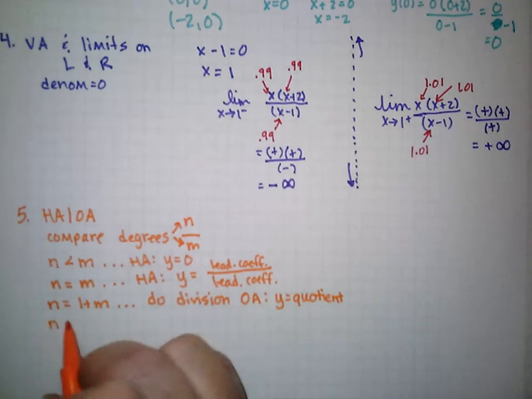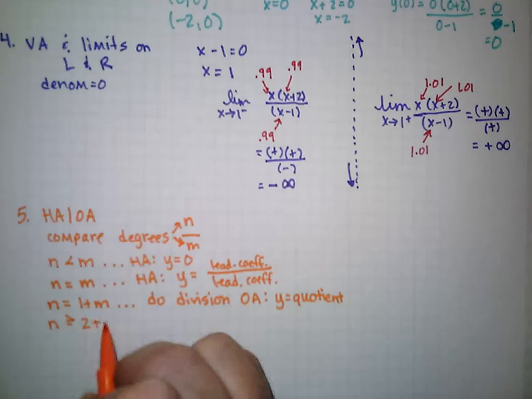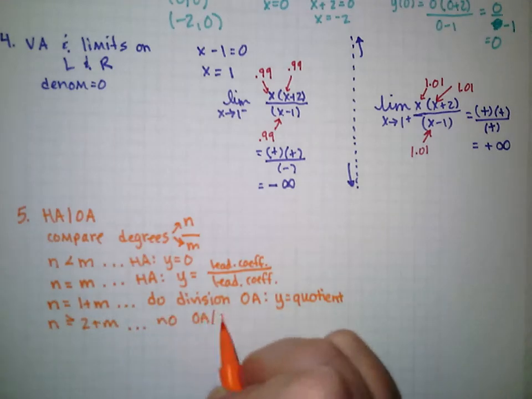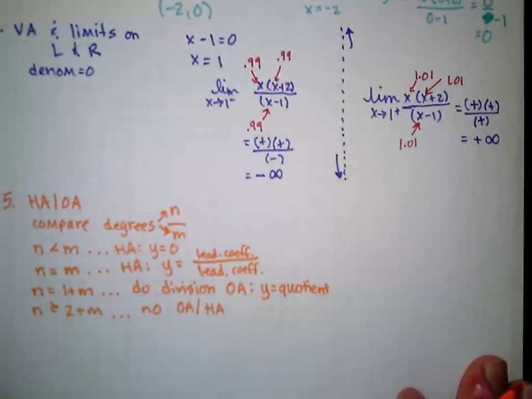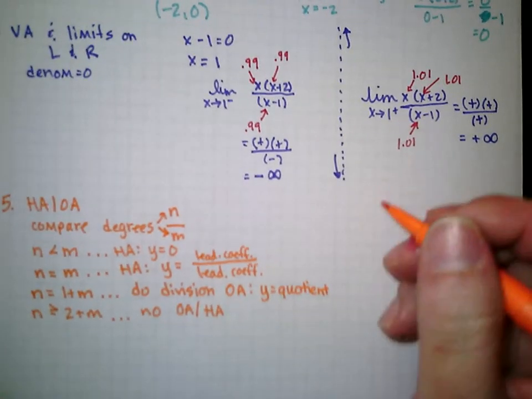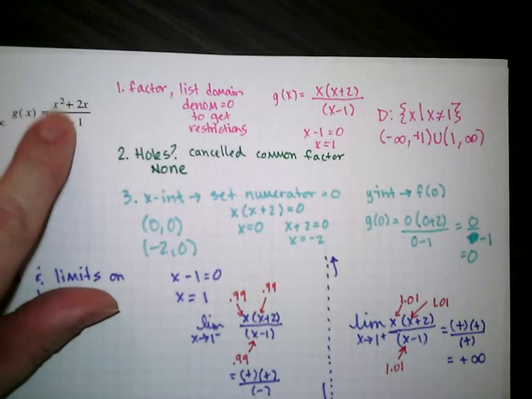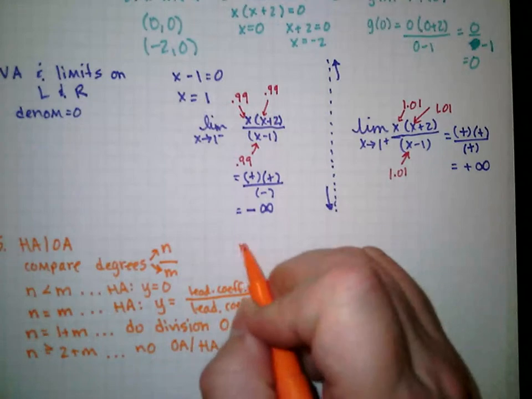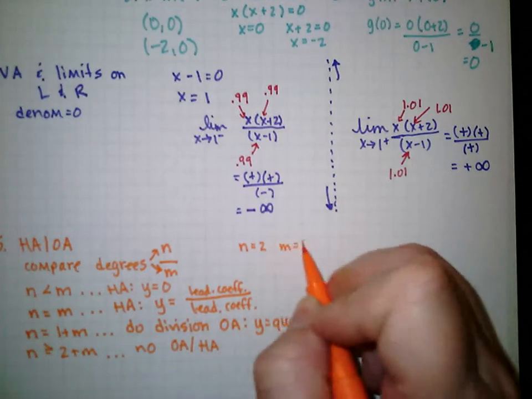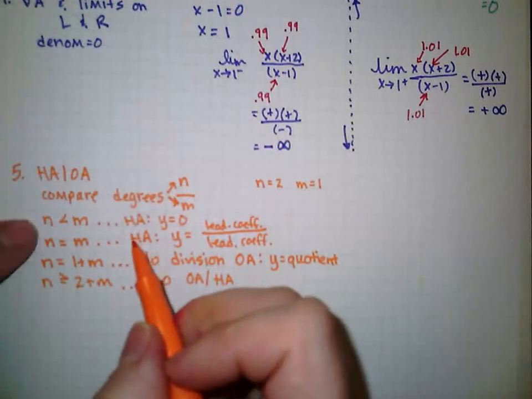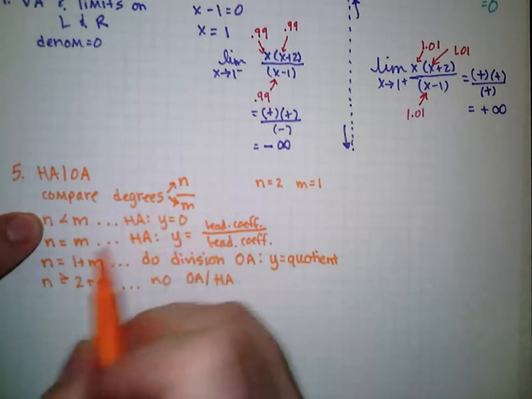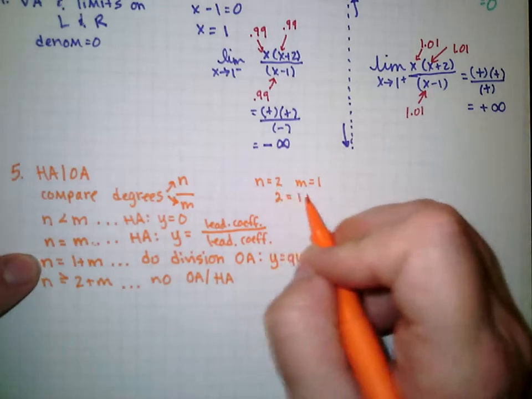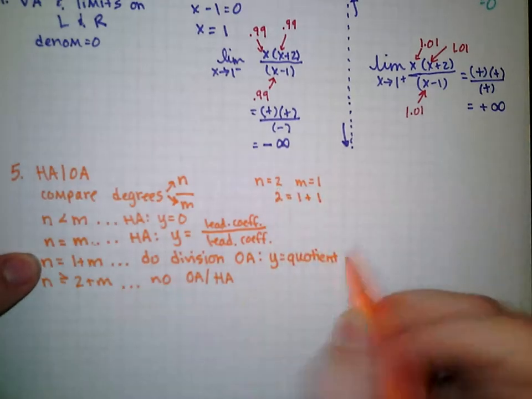And if the degree is 2 or more higher, then we will just say there is no oblique asymptote or horizontal asymptote. So in our problem, the degree of the numerator is 2 and the degree of the denominator is 1. So it's not going to fall into this category because n is bigger. It's not falling here. n is going to be 1 plus m. So we need to do this long division.